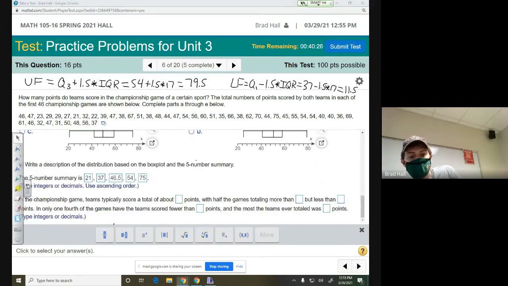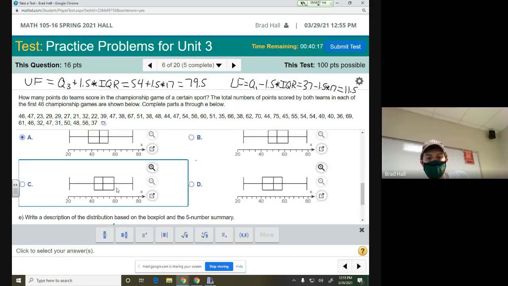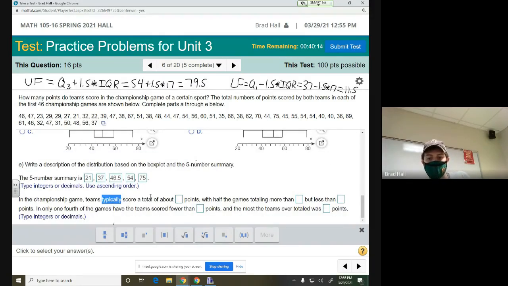And now the final part. So you might remember this problem from when we did it in class. It pretty much works out the same way. The typical score is, in this case, the median, because they don't want us to look at the mean in this problem. We're on the assumption that the median and the 5-number summary is the way in which we choose to analyze this problem. So the median, with half the games totaling more than blank but less than blank. Does anyone remember these two?